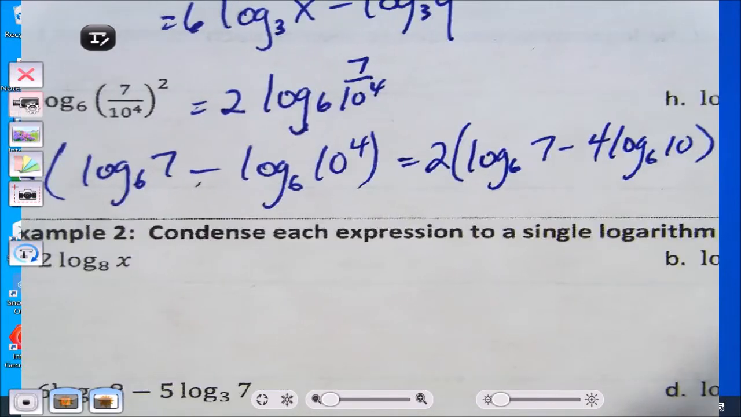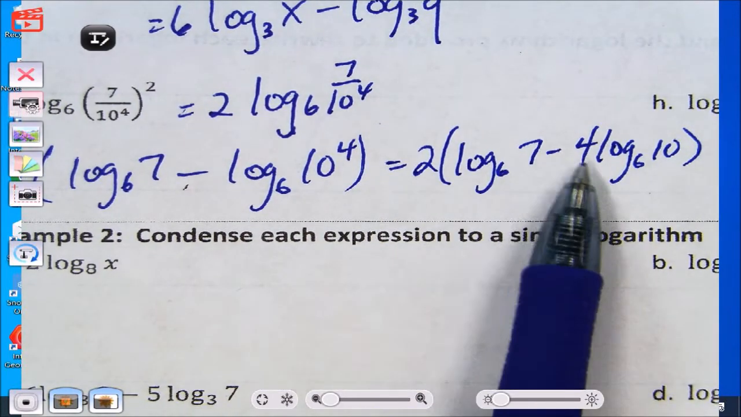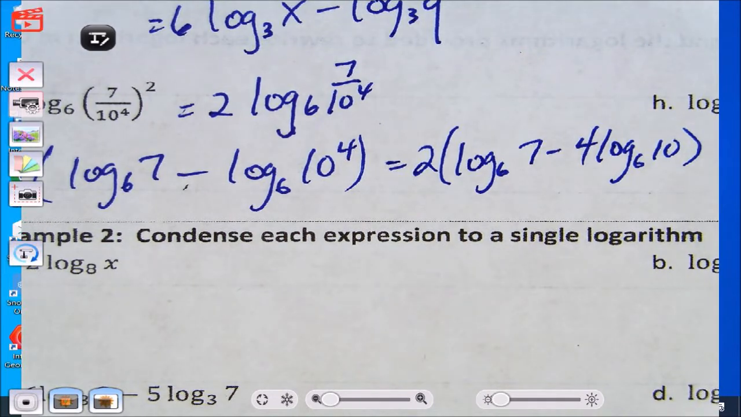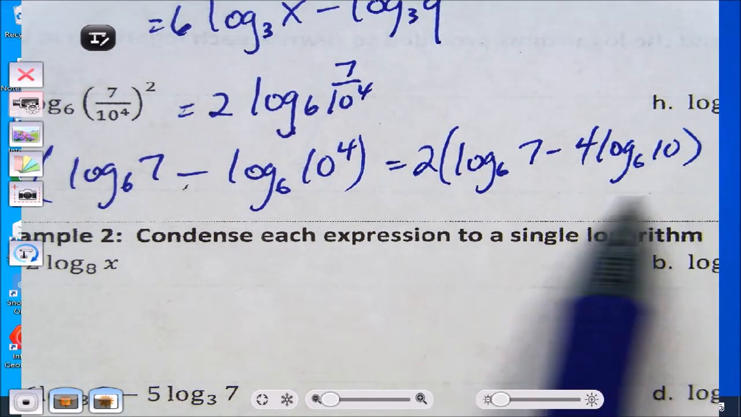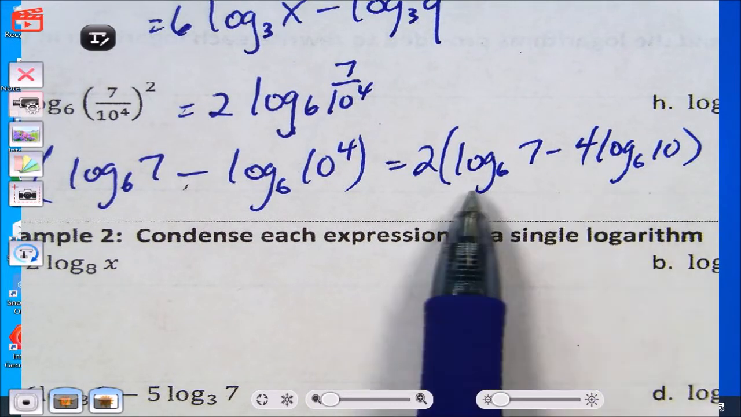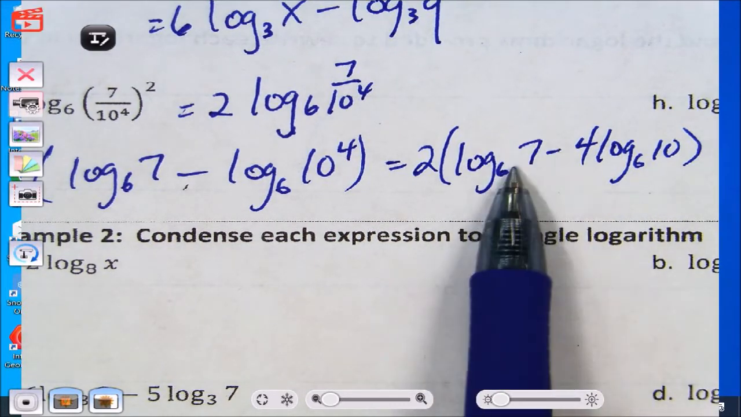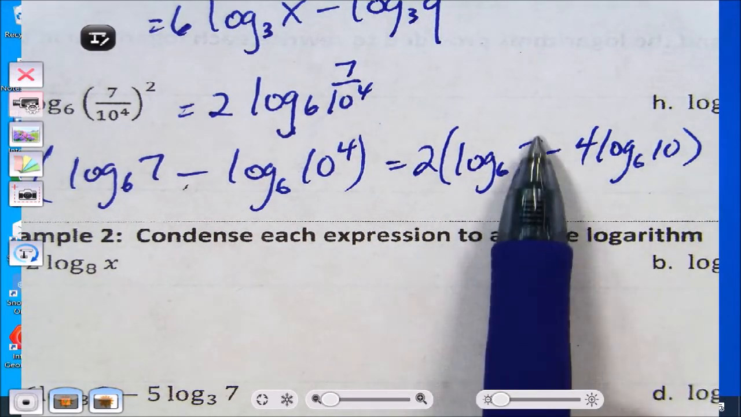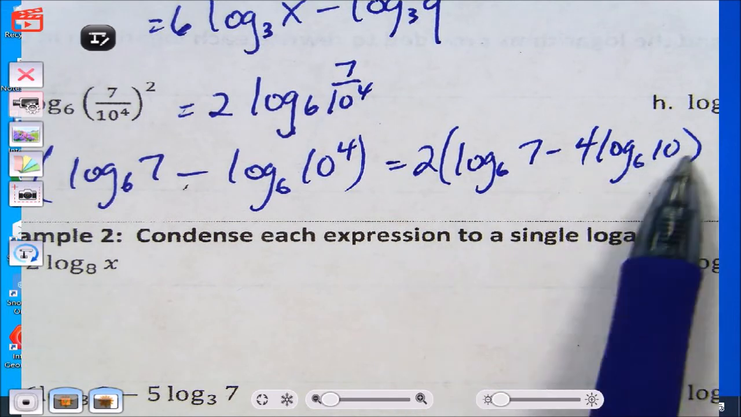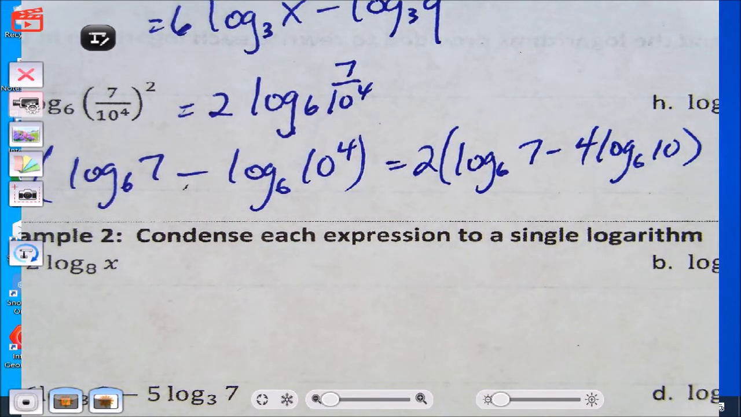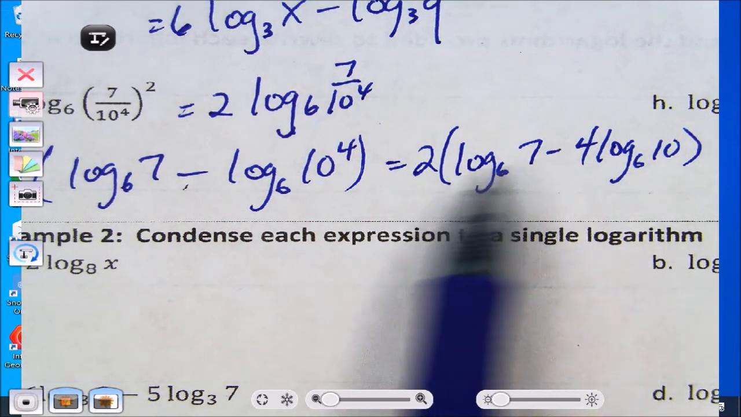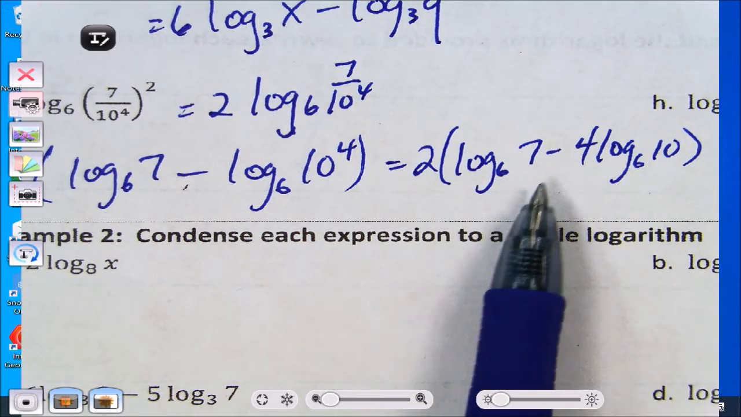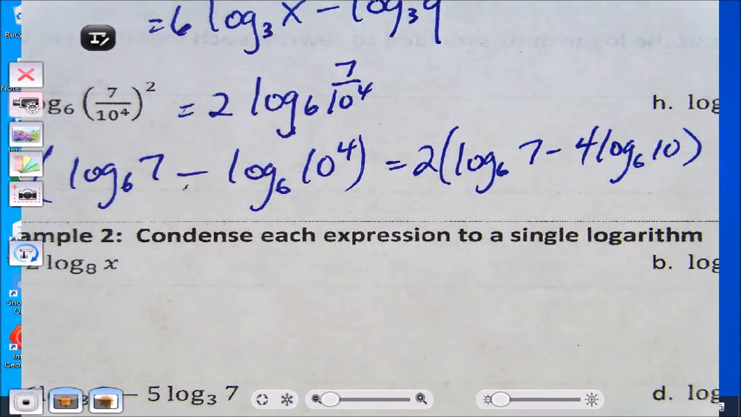Now, if you distribute the 2, that is perfectly okay. But I also accept this answer, right? Remember the rule of when you're done with the logs is when there's only one thing inside the log. You can have a bunch of different logs, but as long as there's only one number inside the log, as far as I'm concerned, you're done. So I don't care if you distribute that 2 or not. In fact, I'd rather you didn't. Yeah, that's right, like that. But if you did, there's nothing wrong with that. Alright?